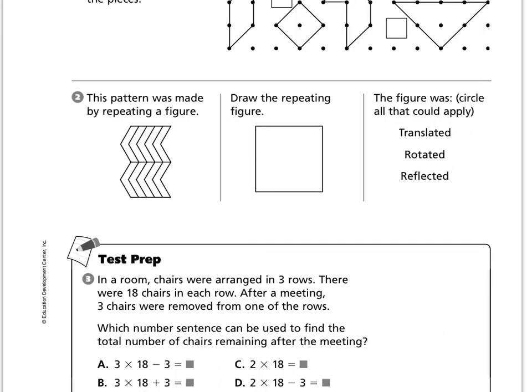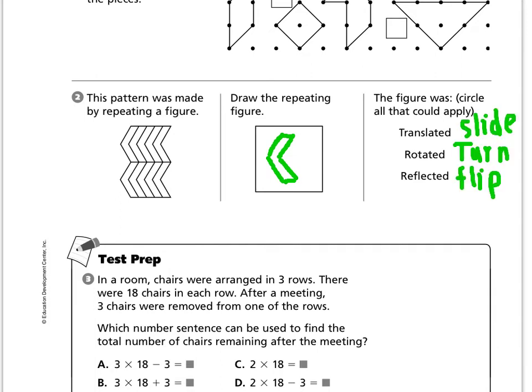Let's move on to number 2. This pattern was made by repeating a figure. Draw the repeating figure. Your repeating figure should look something like this. Now we need to figure out, was the figure translated, rotated, or reflected? So remember what each of these words mean.